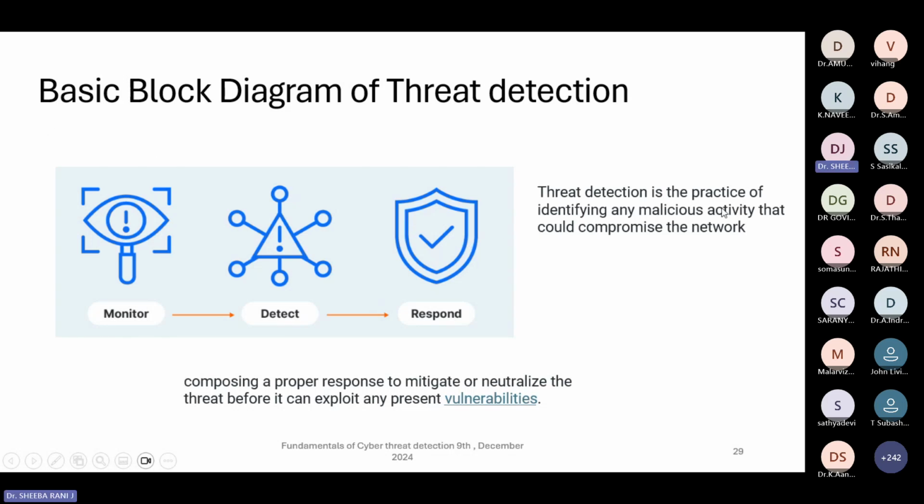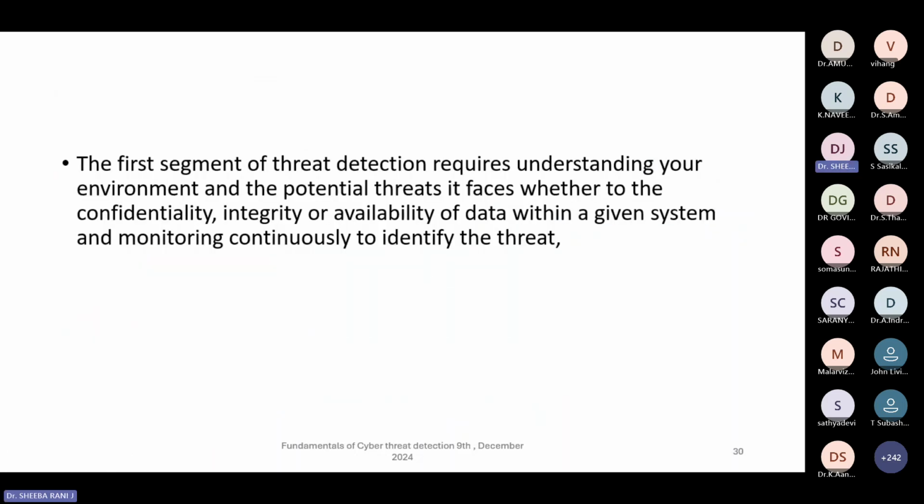Okay. So threat detection technique is the practice of identifying any malicious activity that could compromise the network, composing a proper response to mitigate or neutralize the threat before it can exploit any present vulnerability. So any threat detection we are having, this is the actual block diagram. You see that the first segment of threat detection requires understanding your environment and the potential threats it faces.